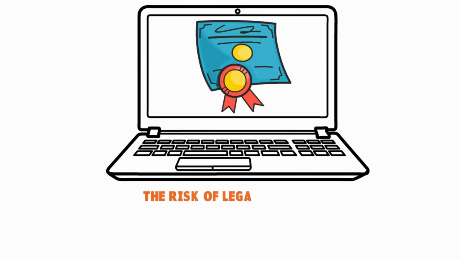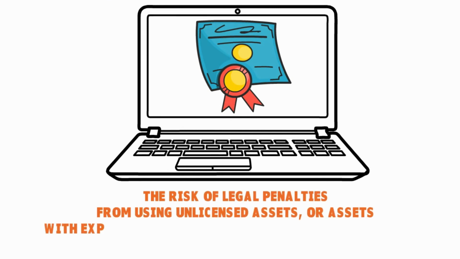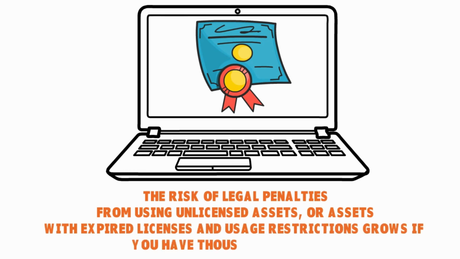And the risk of legal penalties from using unlicensed assets, or assets with expired licenses and usage restrictions, grows, right? The risk of legal penalties coming from that misuse will grow over time if you have hundreds, if not thousands of assets. So you want to preclude that. You want to prevent that. All right. So getting tighter control of version history is best practice number 8.